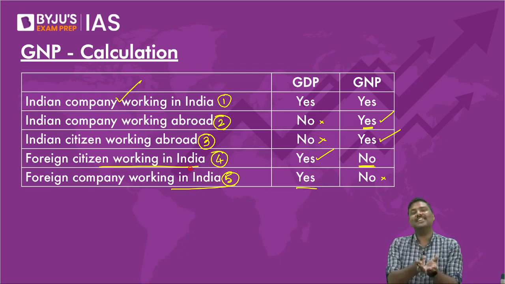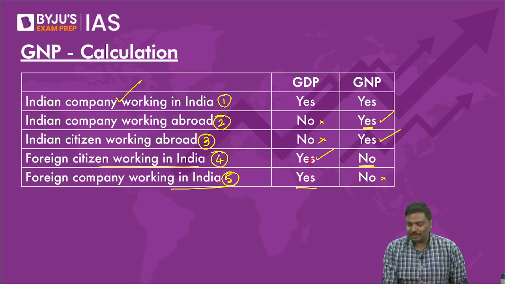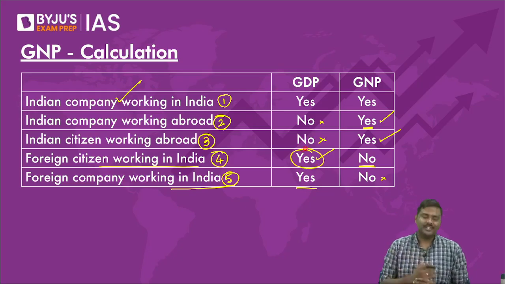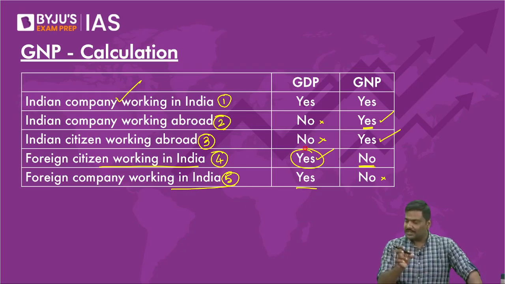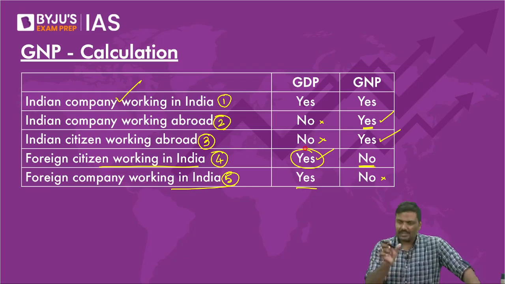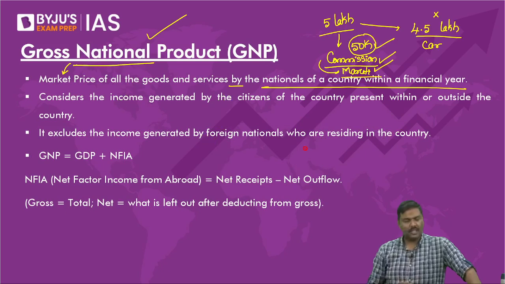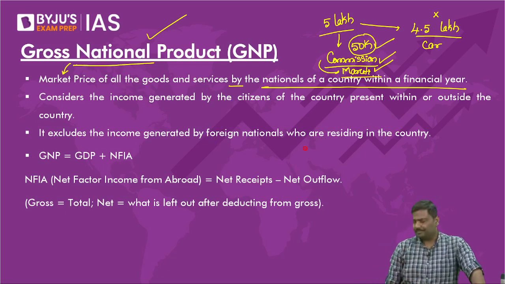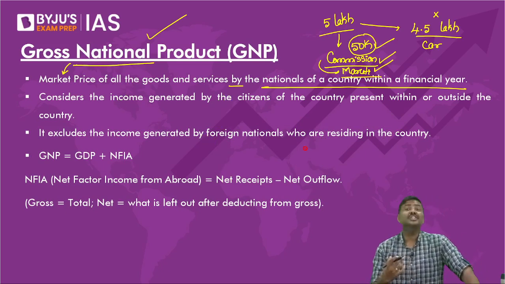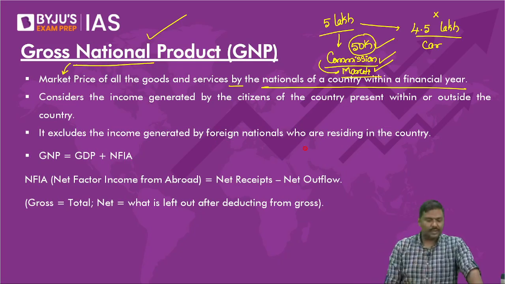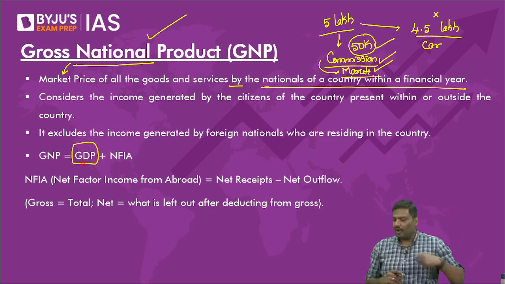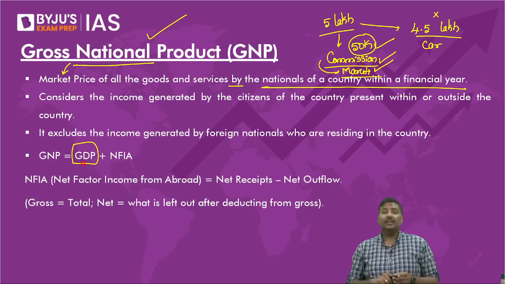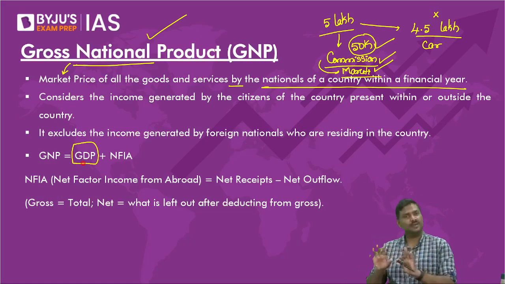Foreign citizen is earning salary in India. So it should be counted, of course, as a part of GDP only. Okay. So again, this is how we need to understand the concept, the idea of a GDP and a GNP. Now, how do we calculate GNP? Follow this carefully. We already have the GDP value, gross domestic product.